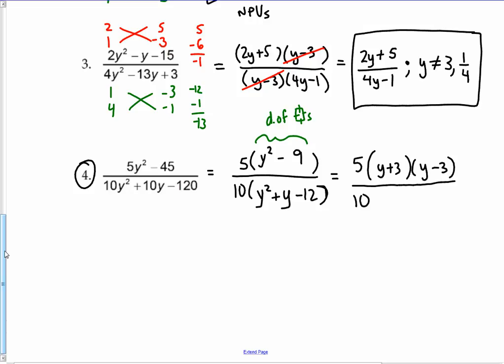Denominator, can we factor this beautiful trinomial? Yes. y, and 1 and 1. What are the numbers going to be? 4 and 3. And who is going to be negative? 3. Right? Negative 3 plus 4, that'll give you 1.